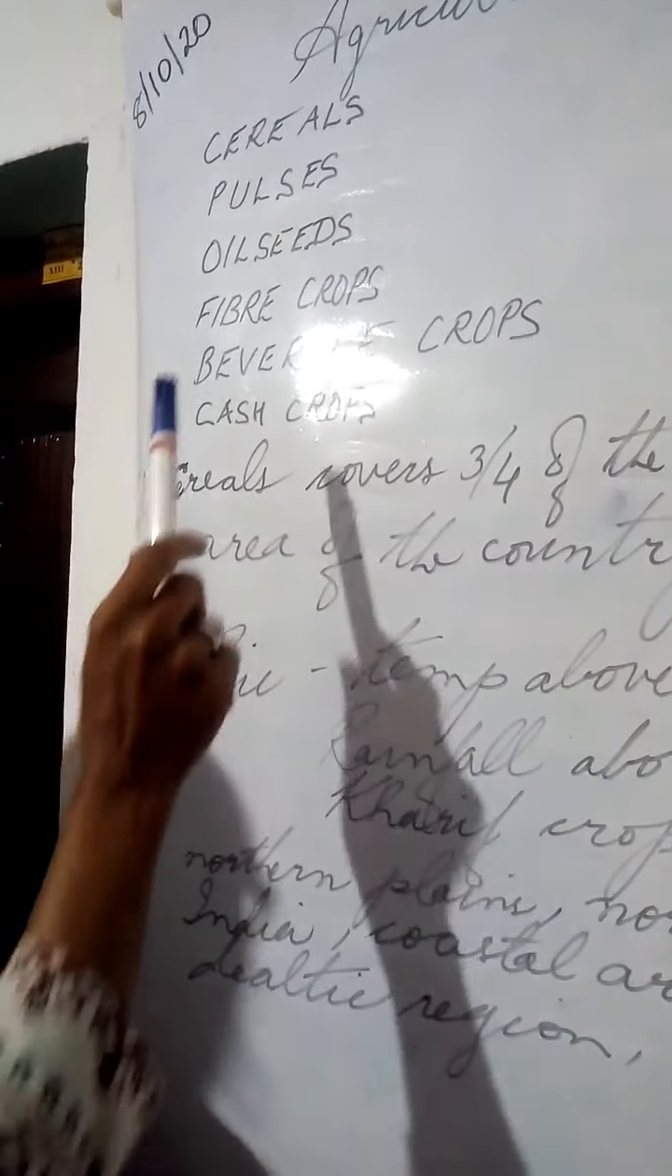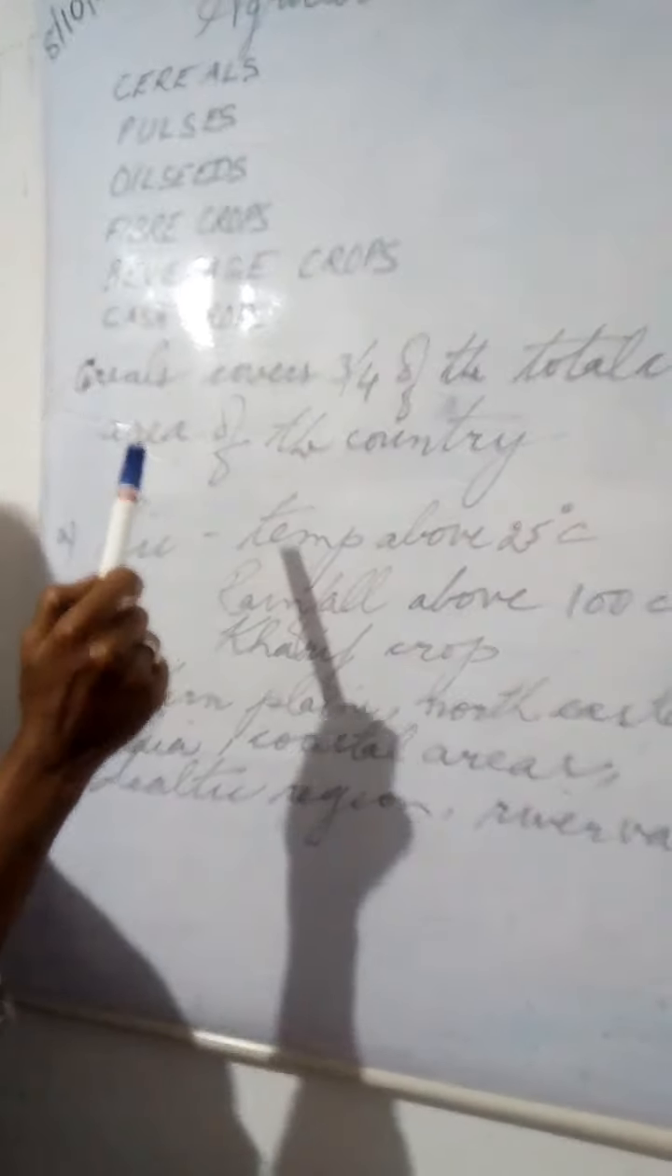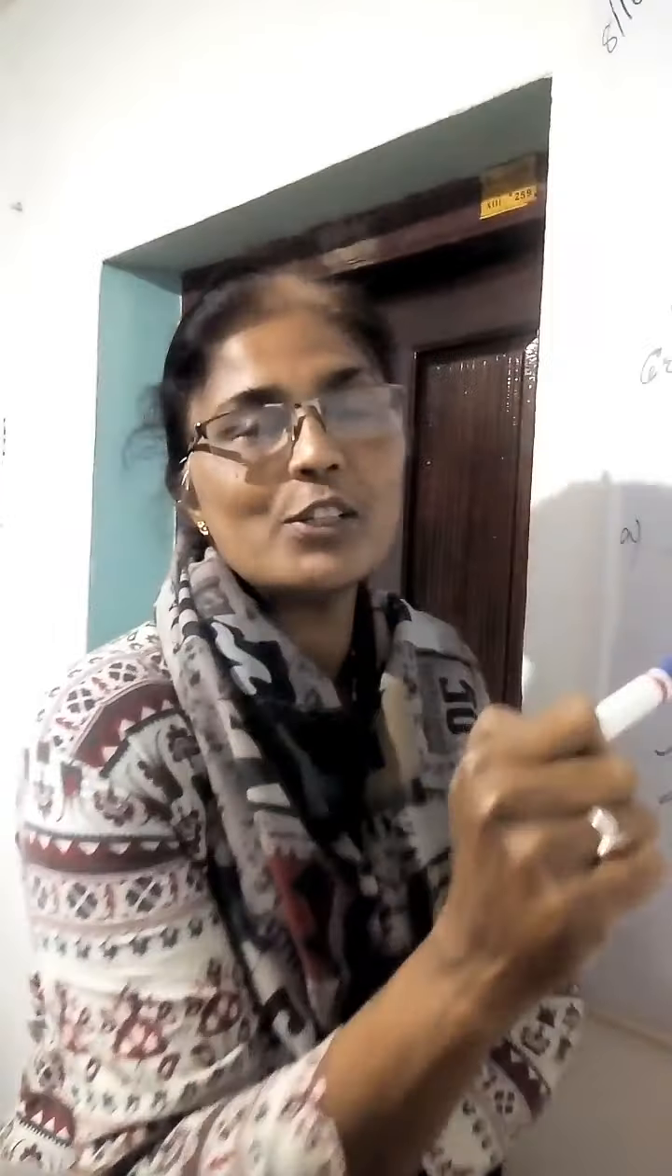Then the third type of crop is oil seeds. Different types of oil seeds are there. We have mustard oil, sunflower, linseed, castor oil, coconut oil, etc. Talking about the fiber crops, cotton and jute are examples of fiber crops. Then what about beverage crops? In beverage crops we include tea and coffee.